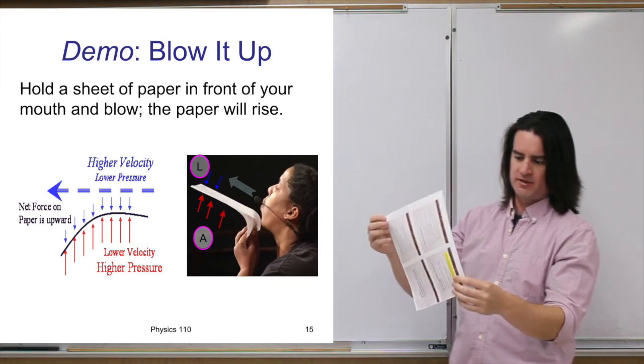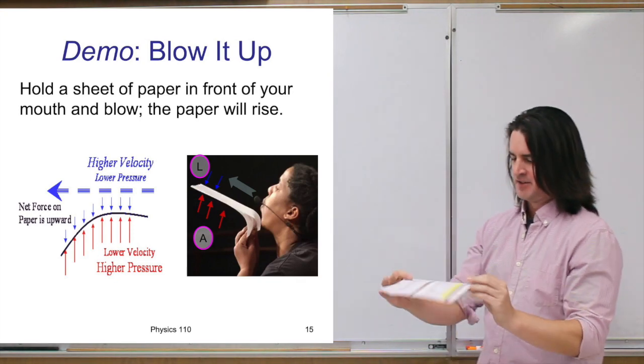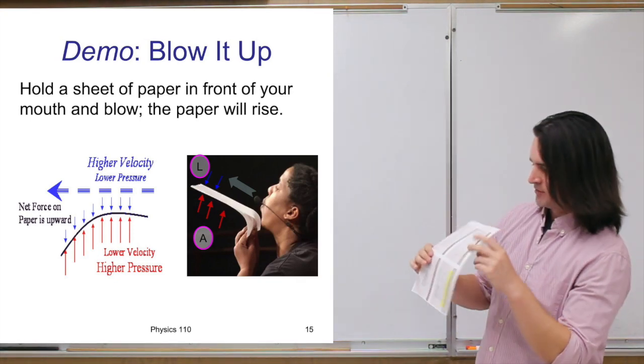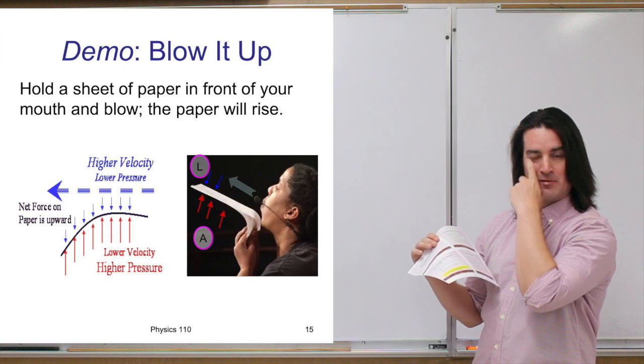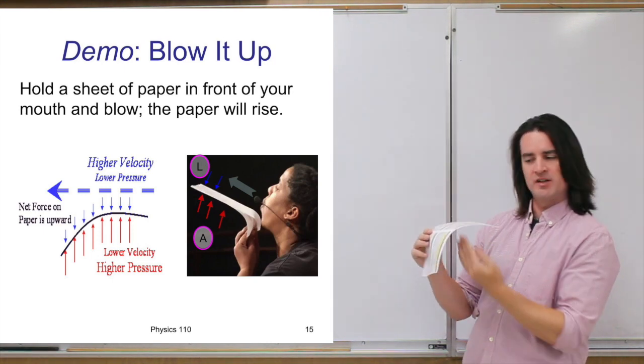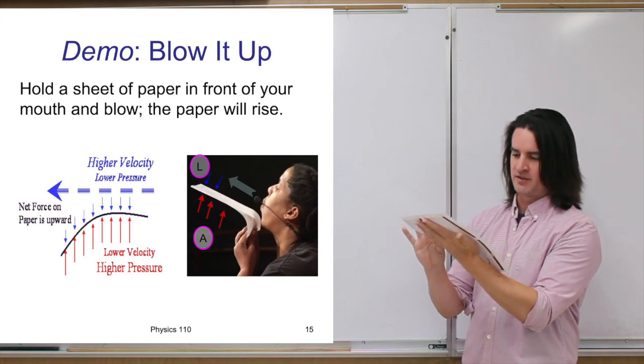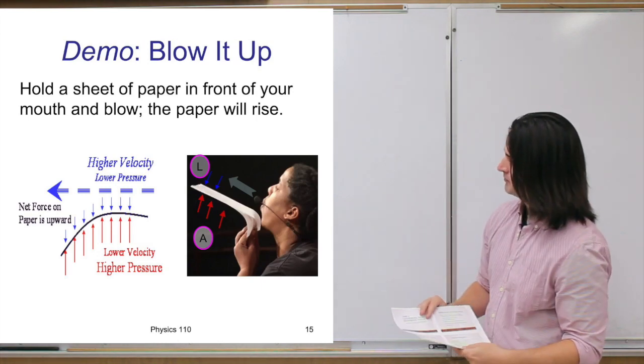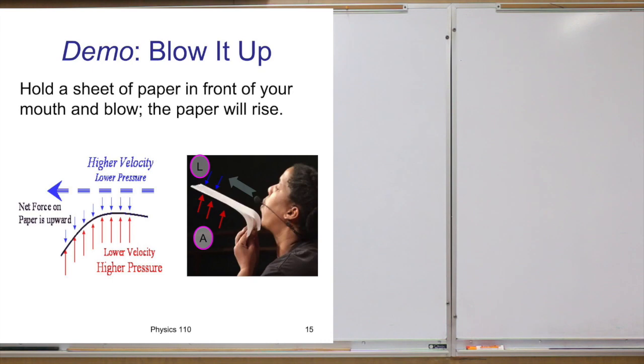Oh, there you go. A little lightheaded there. So there you go. The bulk movement of the air means there's lower pressure in the air here, higher pressure in the air below it. Overall, there's a force pushing that piece of paper up. It's a nice, easy one to do on your own.